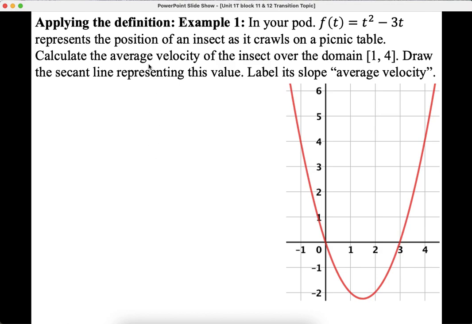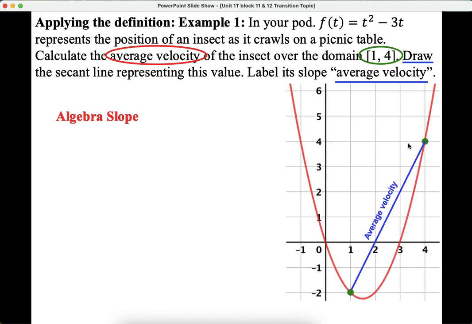And so we're going to calculate the average velocity, which means we're going to calculate the slope of the secant line. So we're going to identify that the domain is from 1 to 4. So we need those 2 points. And I'm going to draw it right now. There's the point at 1. There's the point at 4. And the slope of that straight line represents the average velocity, right? That's the slope of the secant line, or what I would call the algebra slope. So I'm going to call it average rate of change. I'm using more of the calculus vocabulary now instead of algebra slope.